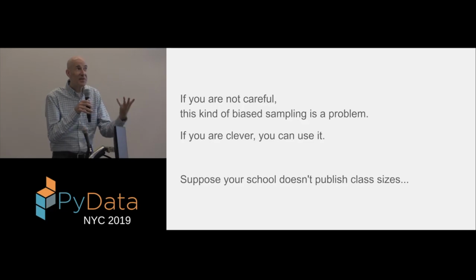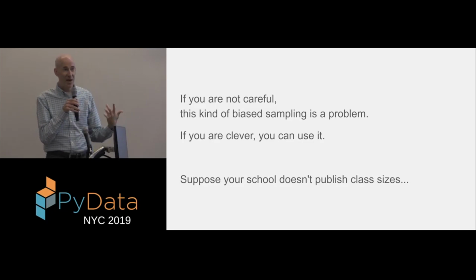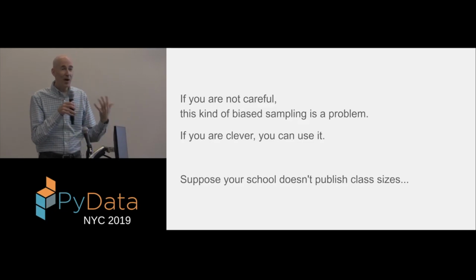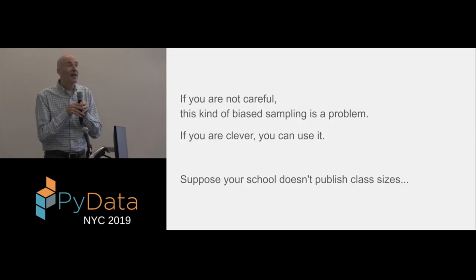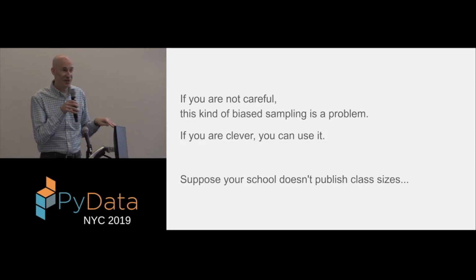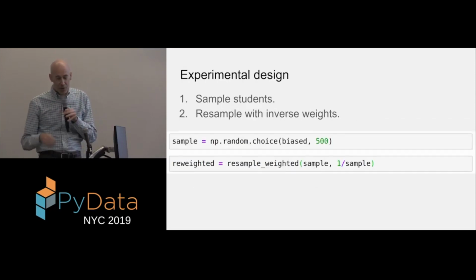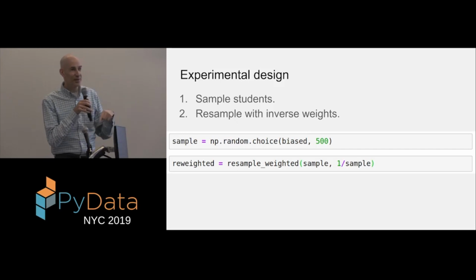So again, this is potentially a problem if you accidentally measure the wrong thing, but it's also an opportunity, which is, let's say that your school doesn't publish the distribution of class sizes and you want to know what it is. You could go around campus and you could ask students. Now, you know you're getting the biased view, but given the biased data, you can apply the inverse of that weighting in order to estimate the actual.